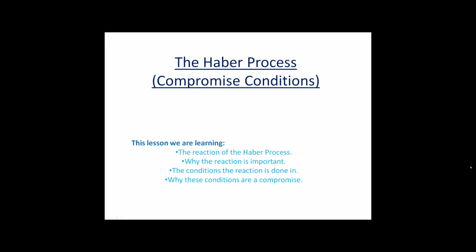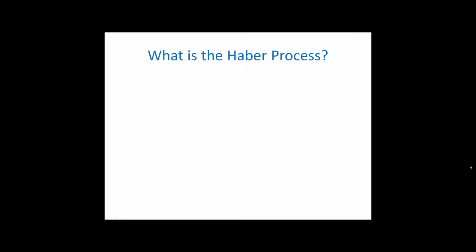We're going to look at the conditions the reaction's done in and why these conditions are a compromise. They are not necessarily the ideal ones for either the rate of reaction or the amount of yield that we want to get. So, the Haber process, what is it? It's a method for making ammonia from nitrogen and hydrogen.